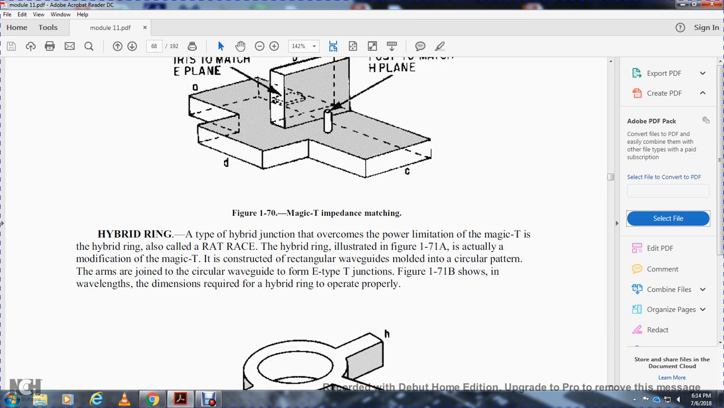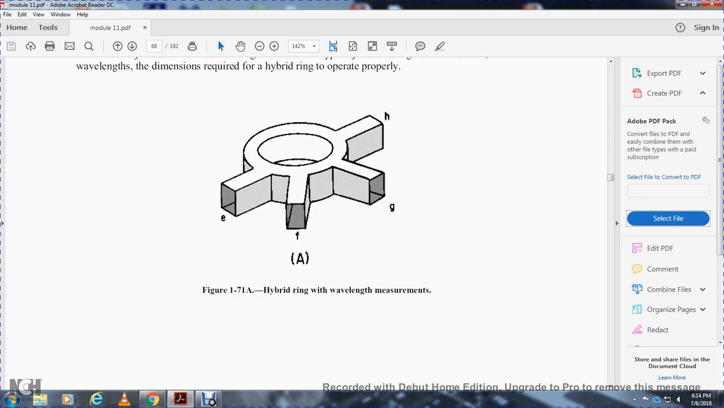The hybrid ring, a typical hybrid ring junction, overcomes the power limitation. The Magic T hybrid ring, also called the rat-race hybrid ring, is illustrated in Figure 171. It is actually a modification of the Magic T. The construction is of rectangular waveguide molded in a circular pattern, with the arms joined to the circular waveguide to form E-type junctions, Figure 171A. Figure 171B shows the wavelength dimensions for the hybrid ring to operate properly.